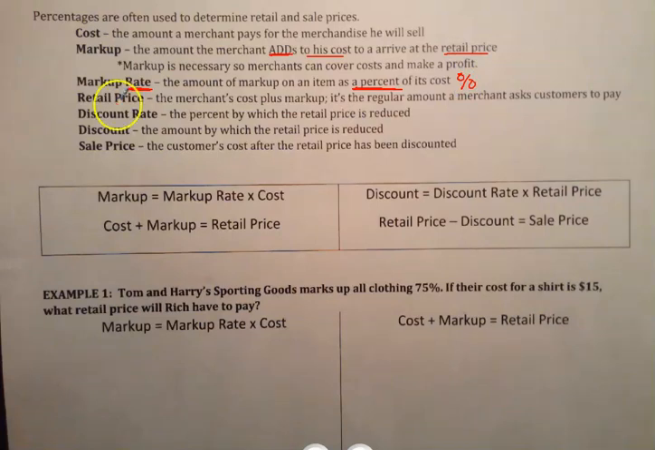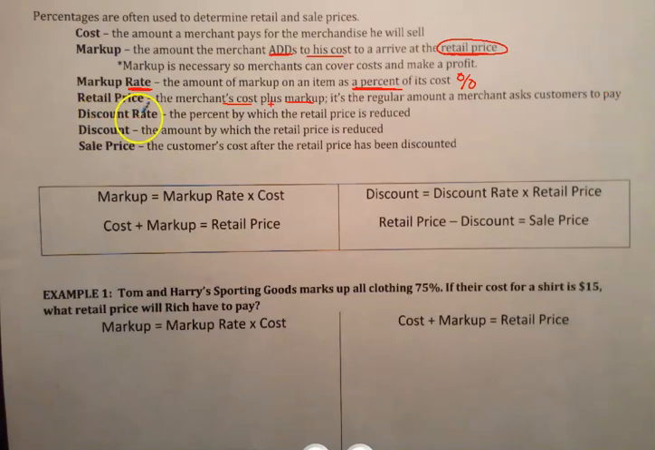Then we have the retail price. So this is the merchant's cost plus the markup. So they talked about retail price up here. Now we're just defining it again specifically. So it's the merchant's cost plus the markup. Okay, it's the regular amount a merchant asks the customers to pay for each product, right? If you go to Walmart and you buy a 20-ounce bottle of soda at the checkout, it's like, I don't know what, $2.15 now or something. Okay, that's the price of it unless it's on sale, and then we get a discount.